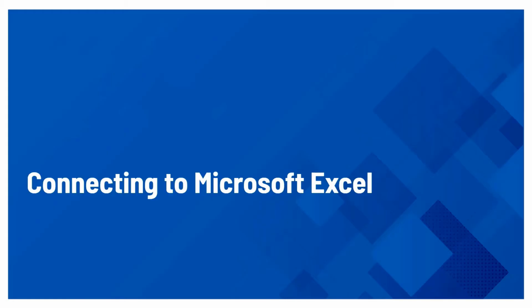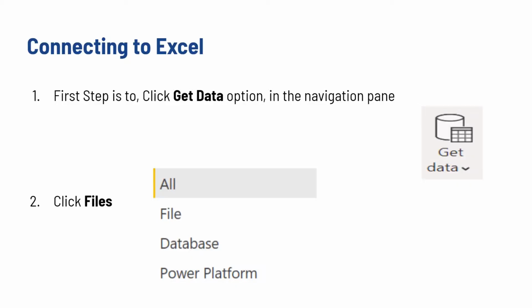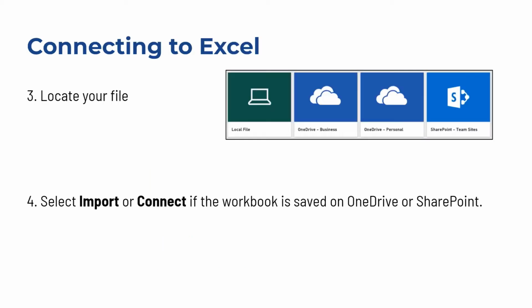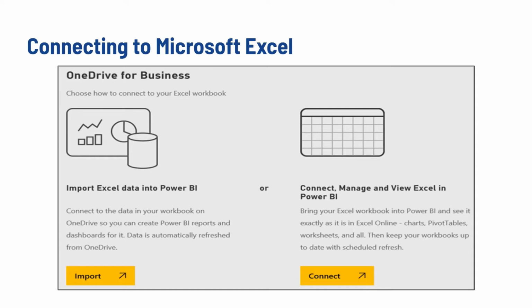How to connect to an Excel file using Power BI desktop. The first step is to click Get Data option in the navigation pane and then click Files option. After that, locate your file. Select Import or Connect if the workbook is saved on OneDrive or SharePoint. In the figure, you can see both the Import and Connect option. We will continue doing this in our lab session.